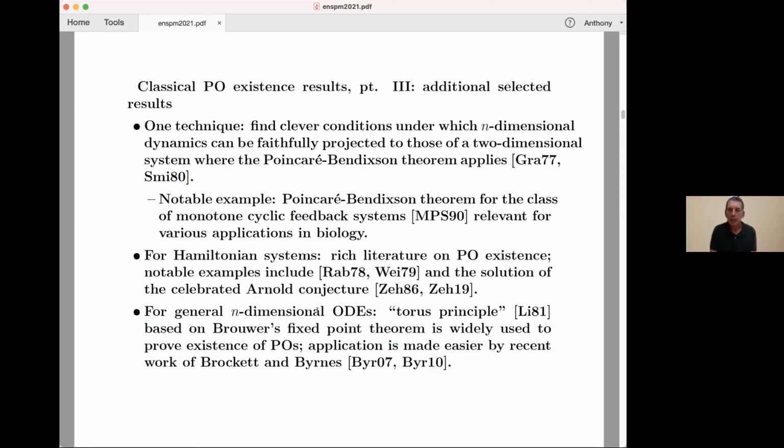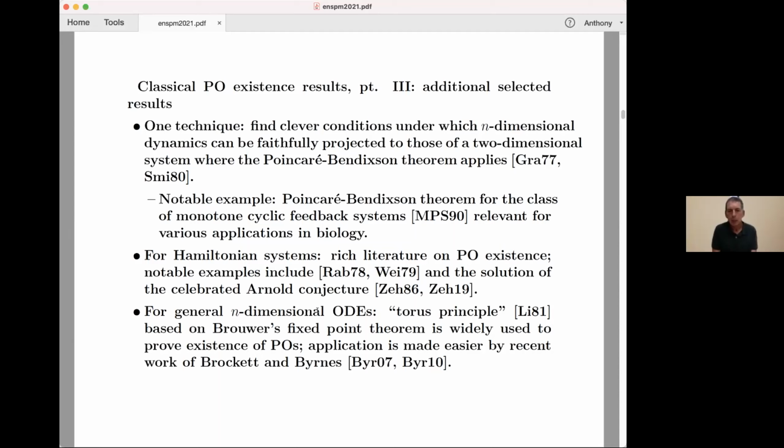And another important case is the Hamiltonian case. Proving the existence of periodic orbits is also very interesting. There's this famous Arnold conjecture, and this was analyzed by Rabinowitz, Weinstein, Zender, and so on. When you have a Hamiltonian structure, a Hamiltonian and a symplectic structure, again there are nice conditions you can use to prove the existence of periodic orbits, but again, it's not trivial. But in this particular setting, we don't have that.